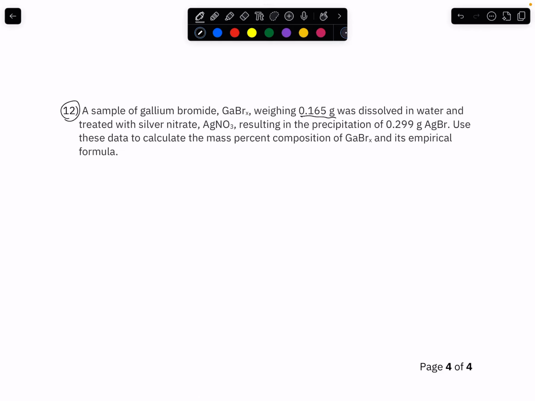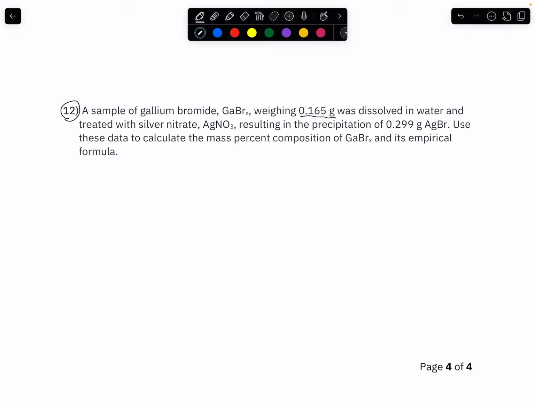Okay, number 12. Finally, a sample of gallium bromide, GaBrX, weighing 0.165 grams, was dissolved in water and treated with silver nitrate, AgNO3, resulting in the precipitation of 0.299 grams of silver bromide. Use this data to calculate the mass percent composition of GaBrX and its empirical formula.